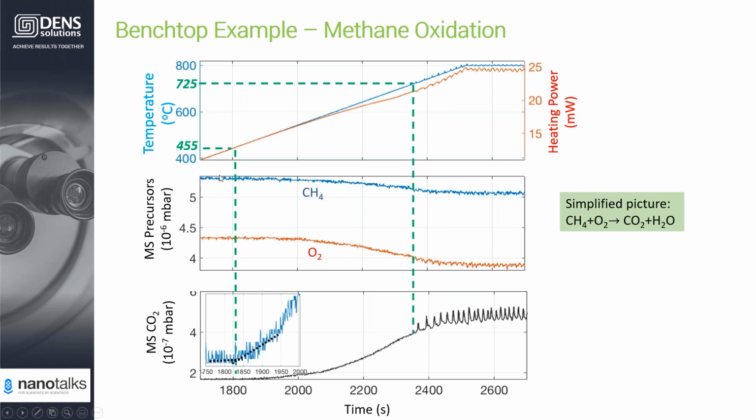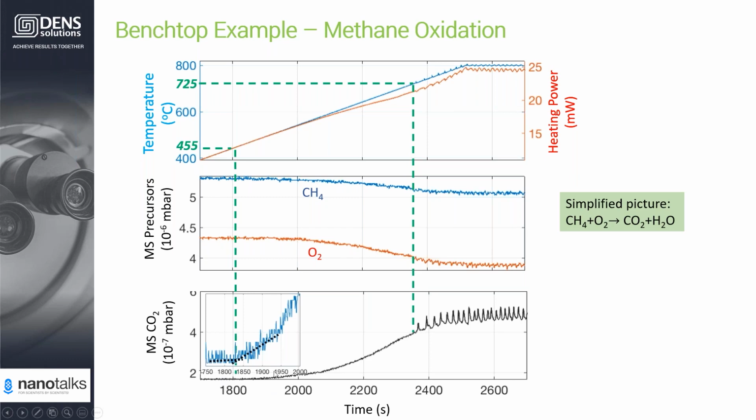So actually, what we can see here is, as we go forward and increase the temperature, the carbon dioxide gradually increases, and the precursors methane and oxygen gradually decrease. And at a certain step, the oscillations start to show up.